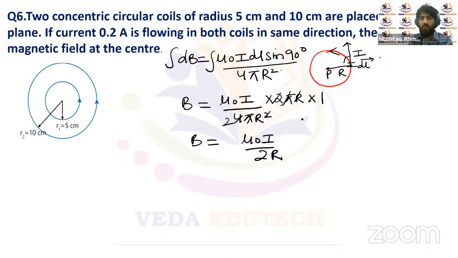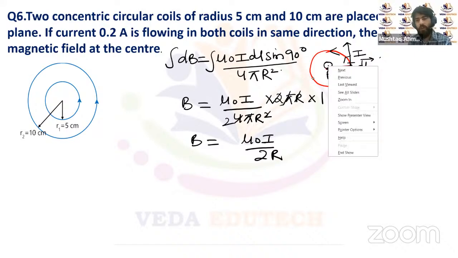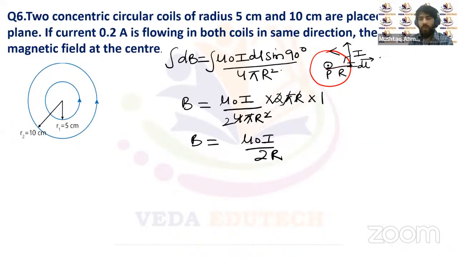And let's suppose this is the direction of the current, then the magnetic field at the center will be a line passing through this point P and perpendicular to the plane of this circle. It will be directed away from the center, so we can represent the magnetic field here by a circle with a dot. So this is the total magnetic field due to a current carrying loop at the center.